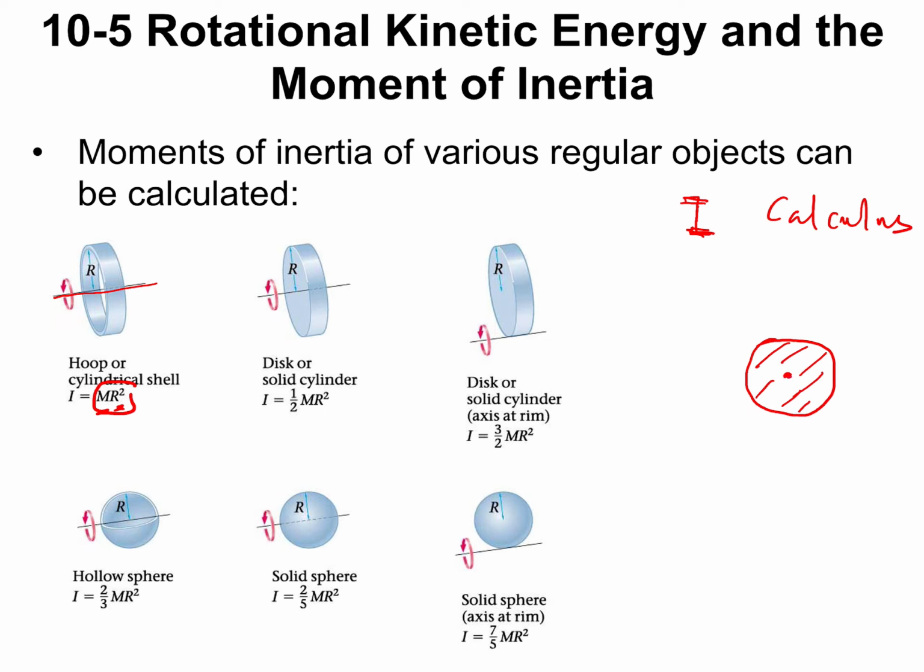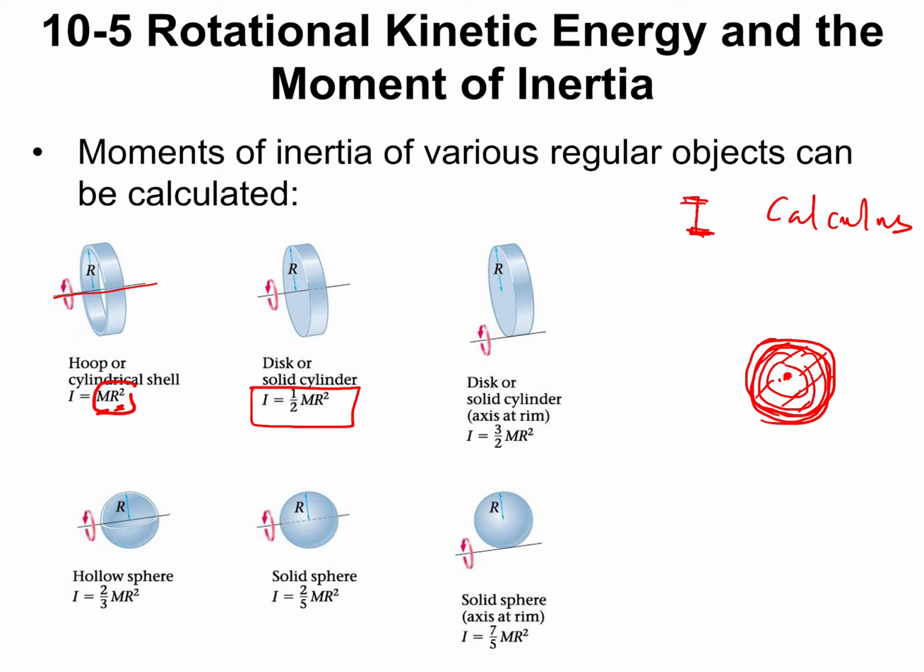You can separate this solid disk into a lot of rings. The ring closer to the rotational axis will contribute less to the moment of inertia, and the ring on the rim will contribute more. So you average them out, and the moment of inertia of this disk is one half m r squared.